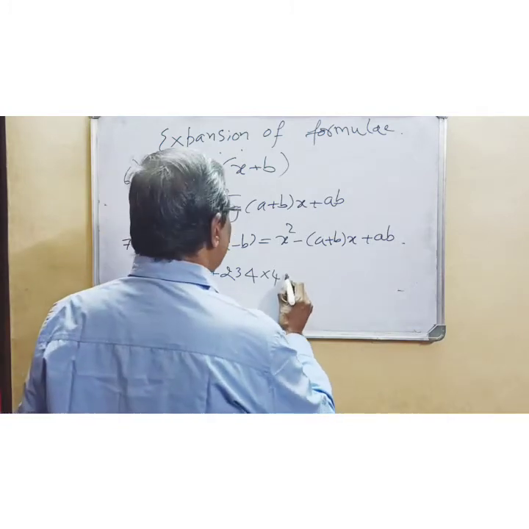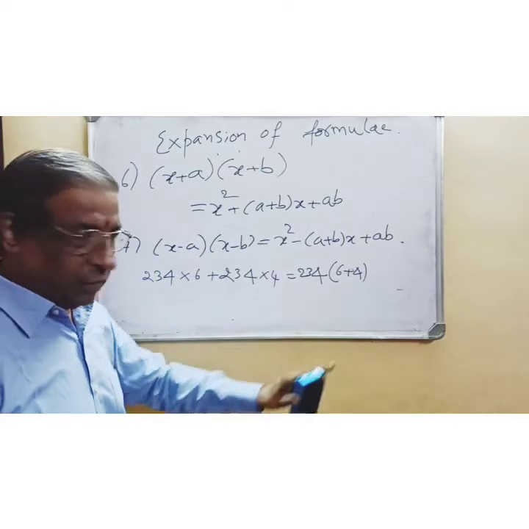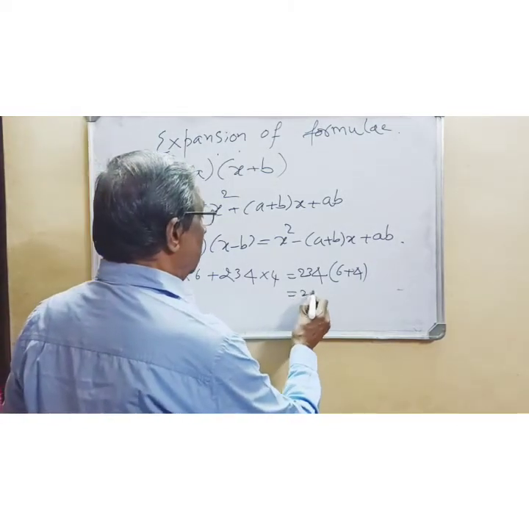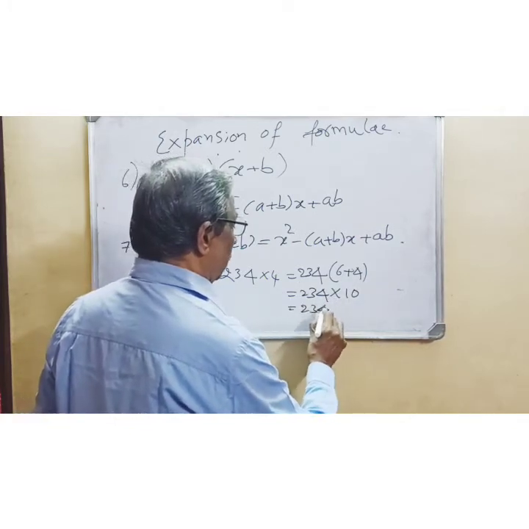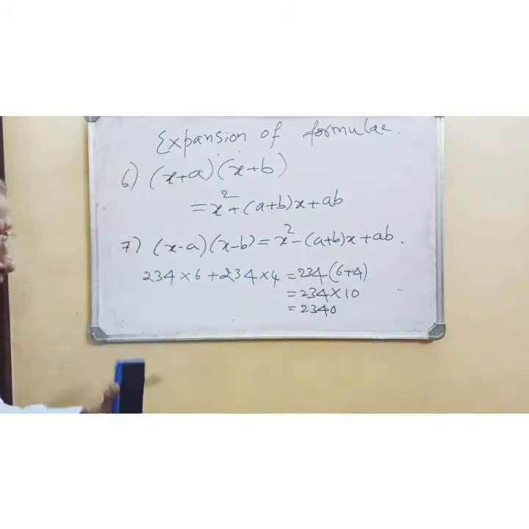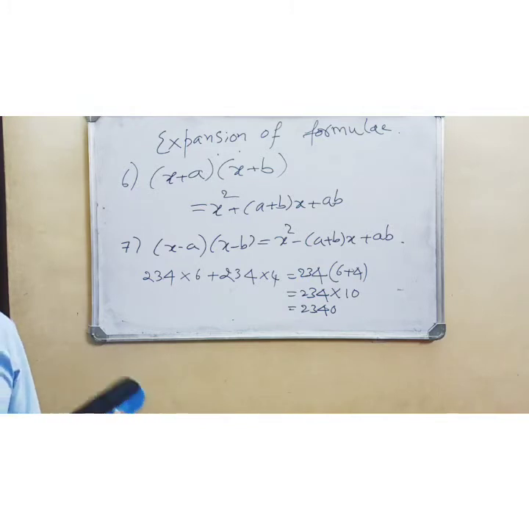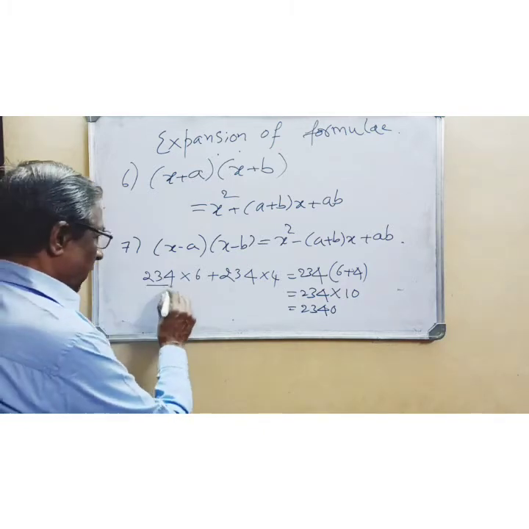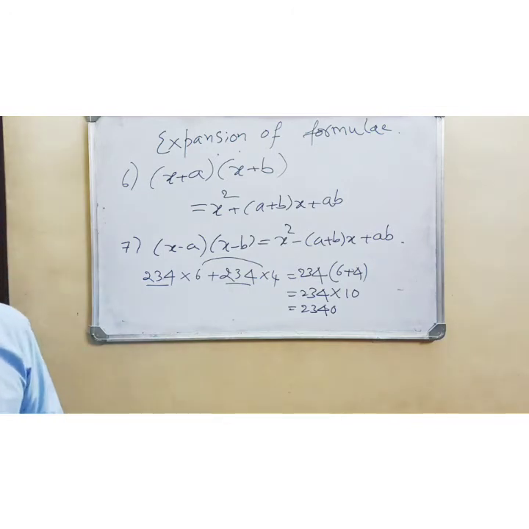But if you take 234 into bracket 6 plus 4 is 10, simply it becomes 2340. If you multiply these two and add, you get the same. So this is how the formula helps us to answer quickly. Here you have to take 234, same thing, and 6 and 4 is 10. Right, like that.